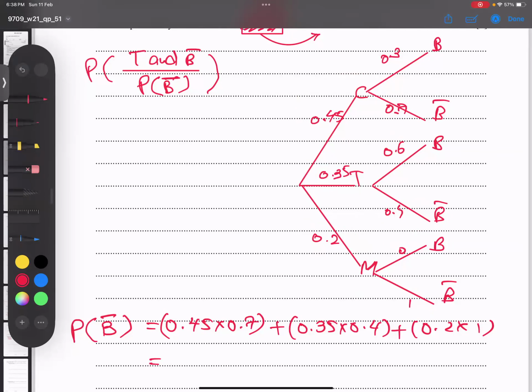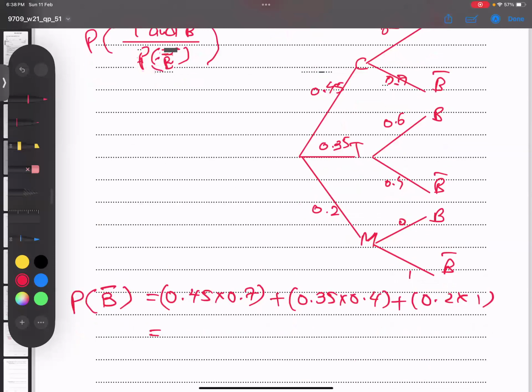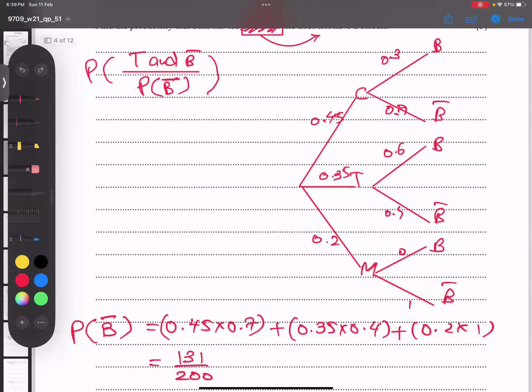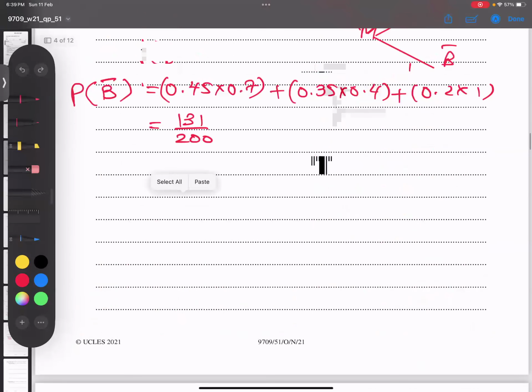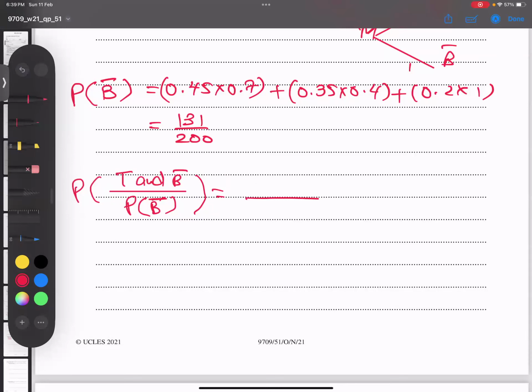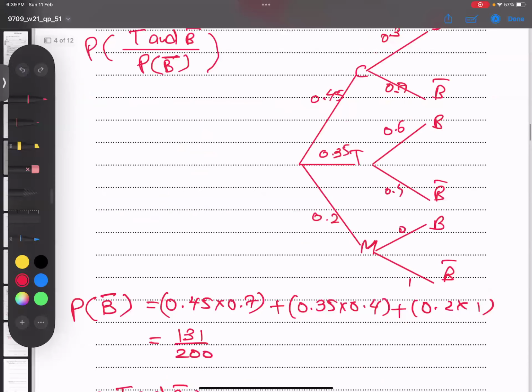If I type it in the calculator, I have two options, either decimal or fraction. It comes to 131 over 200, or you can even write 0.657. But I think I should write a fraction, since a fraction is more accurate. Now I copy the formula and paste it here. What is the answer, students? I copy this value, and it will come directly in the denominator: 131 over 200, because according to the formula, whatever comes after given that goes directly in the denominator.